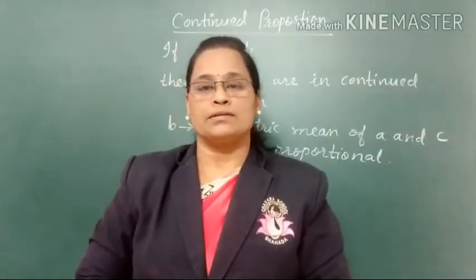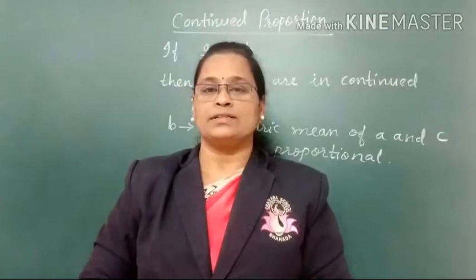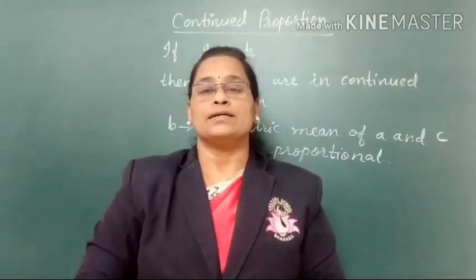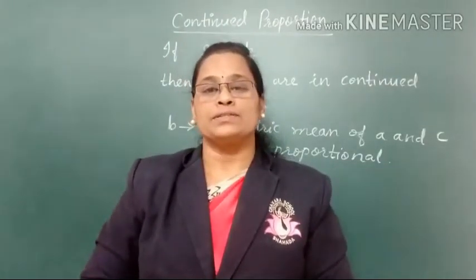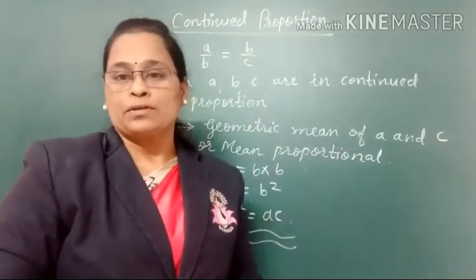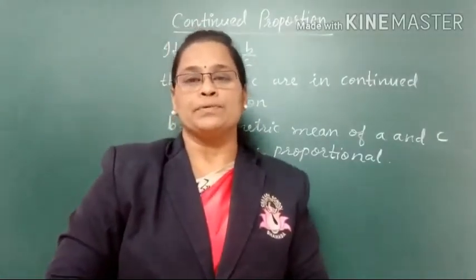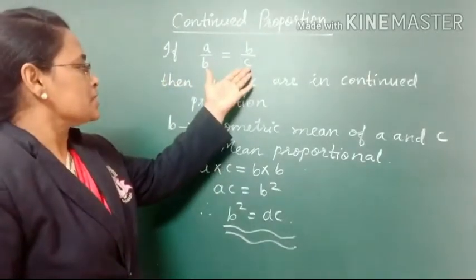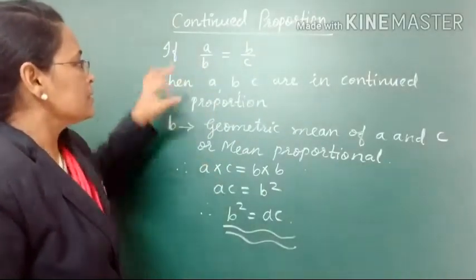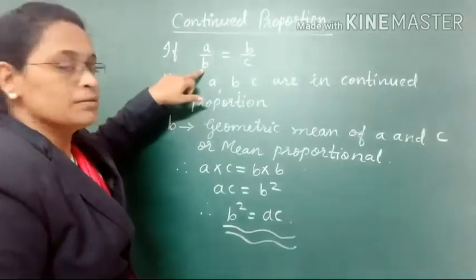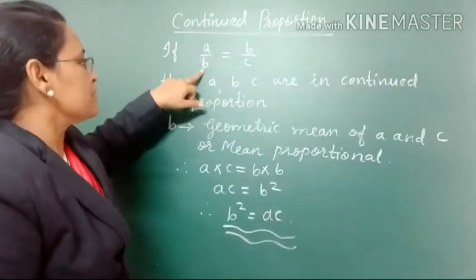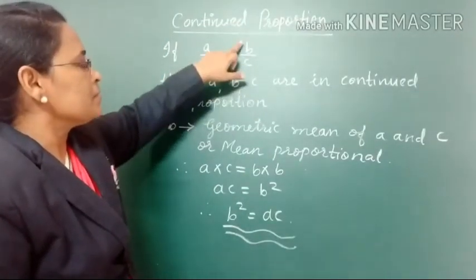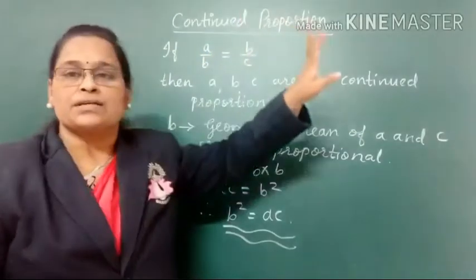We have seen the simple proportion. Now let's see a different kind of proportion, the last part of this chapter on proportion, that is continued proportion. Here, if two ratios are given, A is to B and B is to C, you can understand that the first ratio is ending with B, or the second term is B, and the second ratio is starting with B, meaning the first term in the second ratio is B.